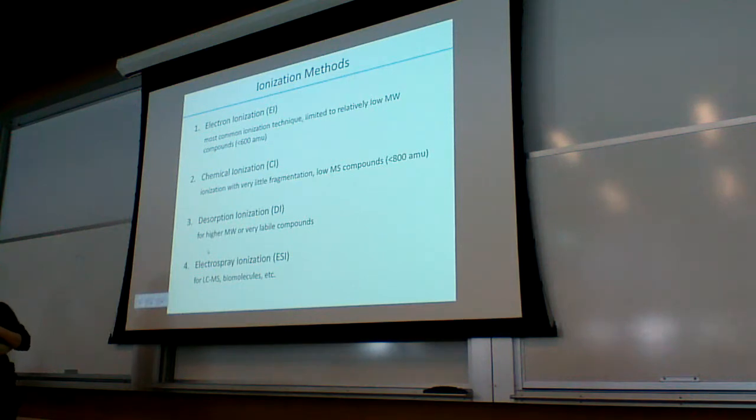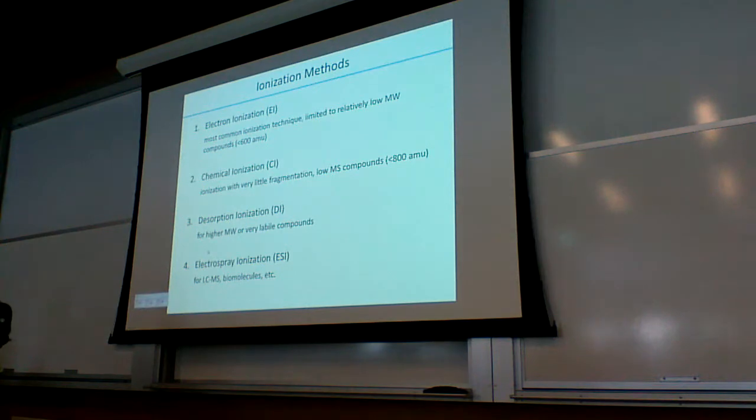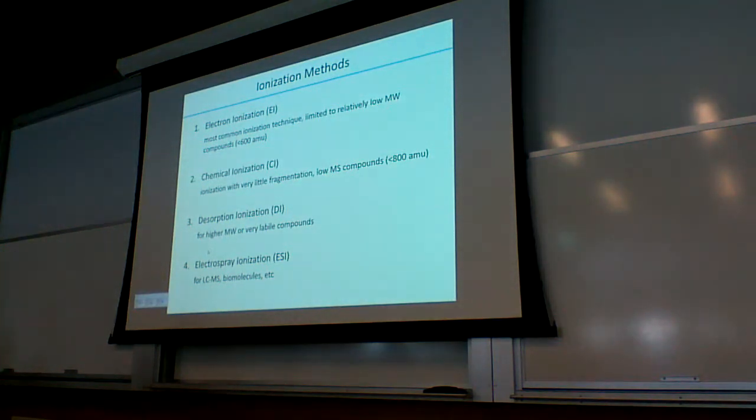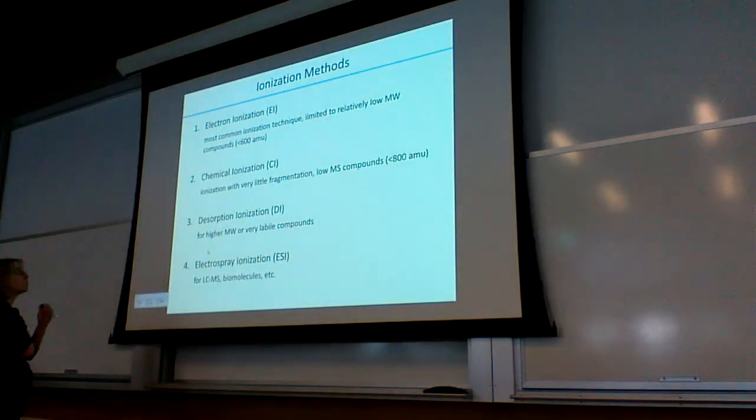This is limited to relatively low molecular weight compounds. Here I'm talking about 600 AMU. So for most of the stuff we're talking about in this class, for your small molecule organic things, this is very good. If you're talking about something like a protein or a biomolecule that's going to get up there in molecular weight, it's not so useful, and that's why we'll use some of the other techniques.